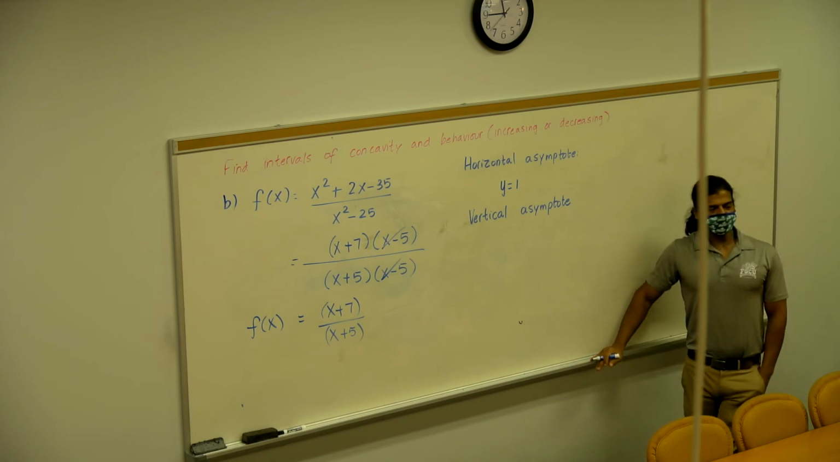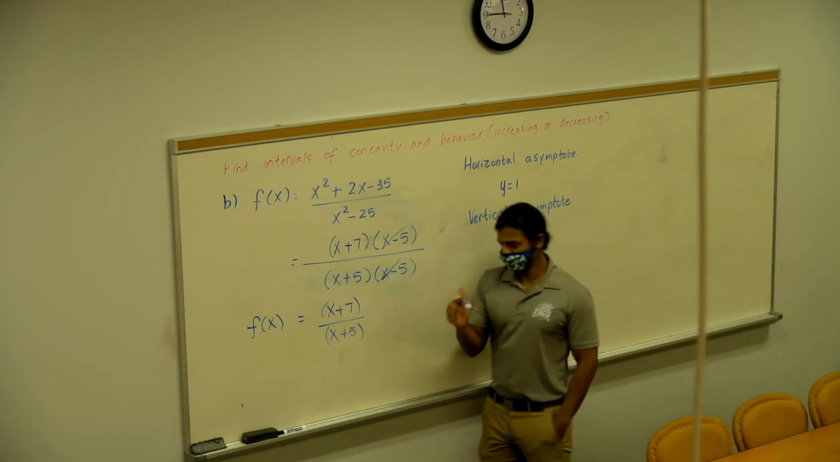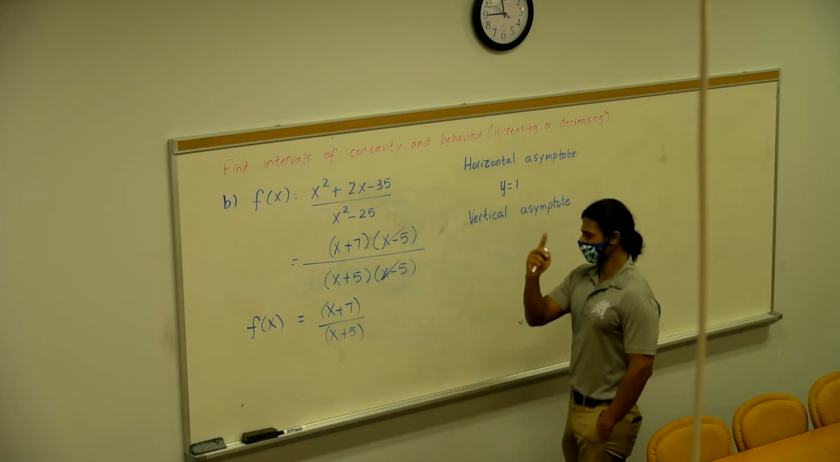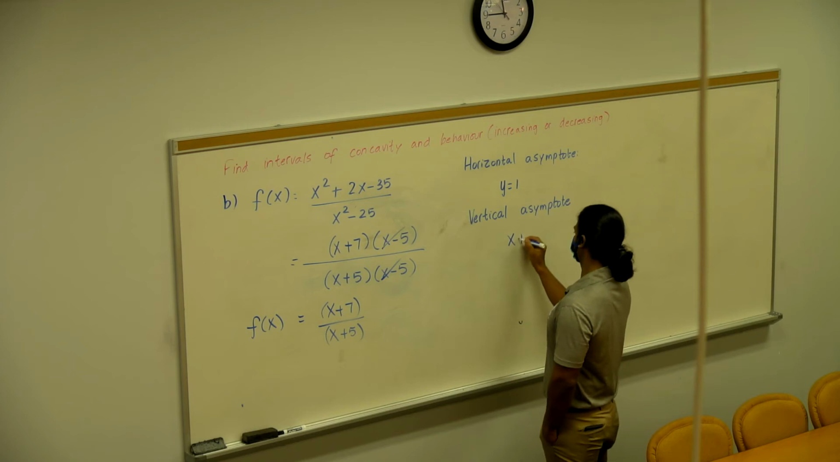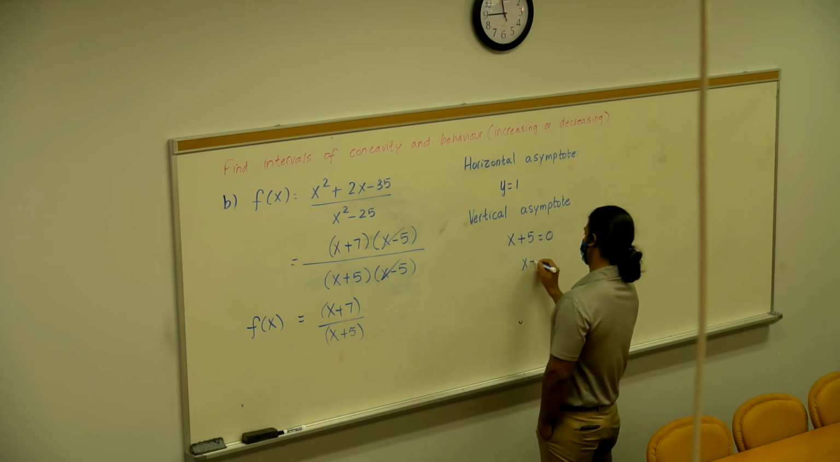Do you believe that this function has a vertical asymptote? In other words, is there a number that would make the denominator 0? Yes, negative 5. If you can't see it directly, you can set the denominator equal to 0 and solve for x. x happens to be negative 5.